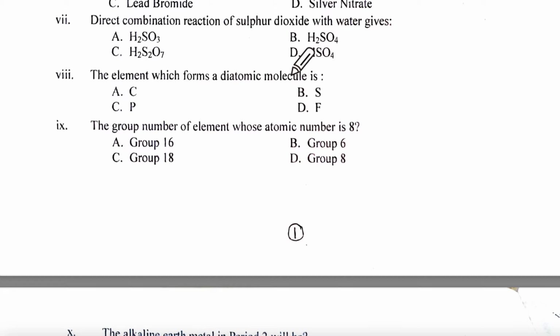The element which forms a diatomic molecule. Diatomic molecule means it will be F2 or O2 or H2. But if it is sulfur, it will be S8. Carbon is single, phosphorus single, fluorine will be giving me F2. Why? Because it's a halogen. Why is it a halogen? Because fluorine is 2,7.